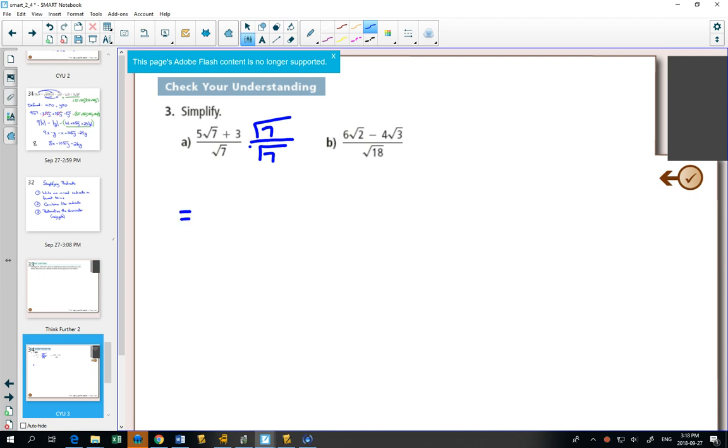On the top, I would have to distribute. 5 root 7 times root 7 would be 5 root 49. 3 times root 7.